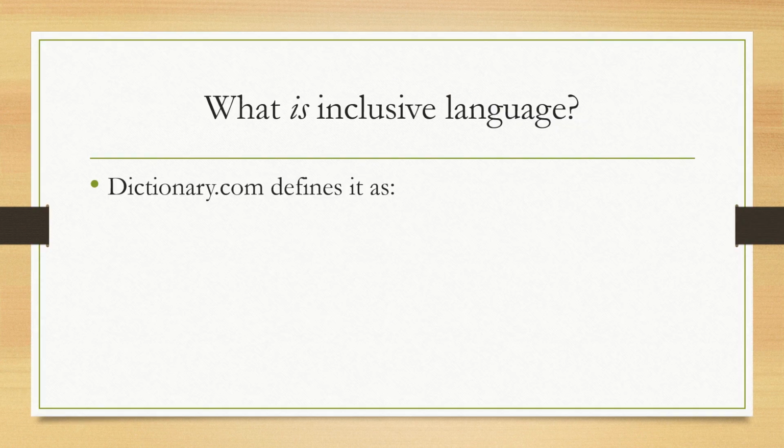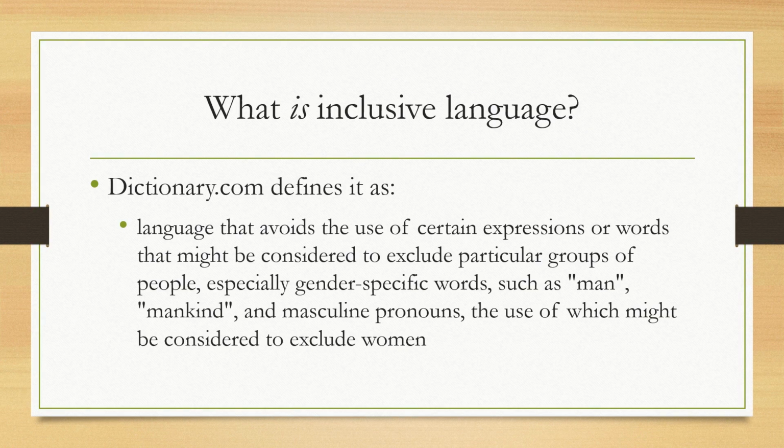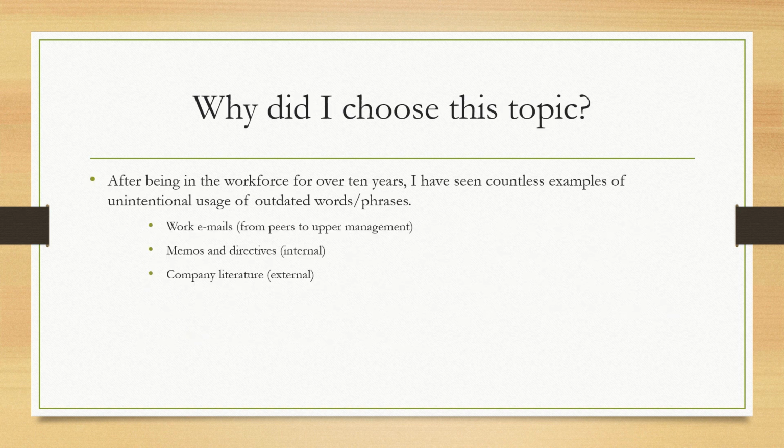So, what is inclusive language? Dictionary.com has a kind of wordy definition, but it hits the nail on the head. It's language that avoids the use of certain expressive words that might be considered to include particular groups of people, especially gender-specific words such as man, mankind, and masculine pronouns, the use of which might be considered to exclude women. This definition goes heavy on the gender side of it, but as we'll see going forward, this covers race, religion, sexual orientation, a whole slew of different areas, and just things that as copy editors we need to be mindful of.